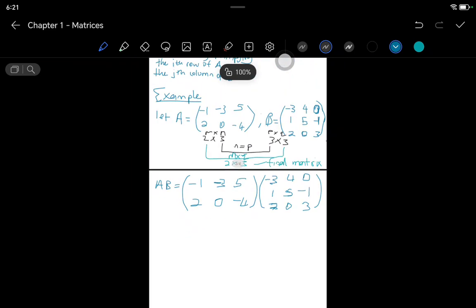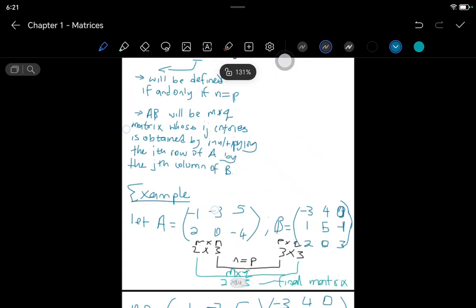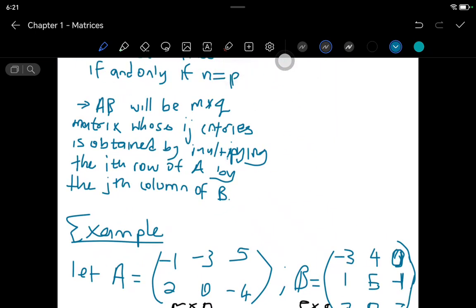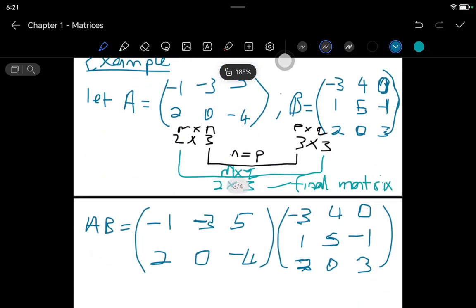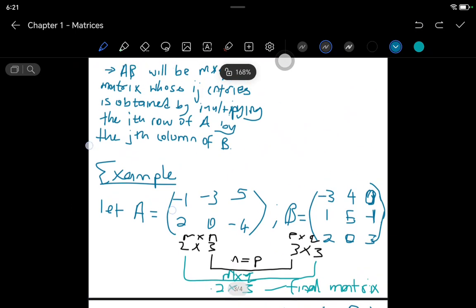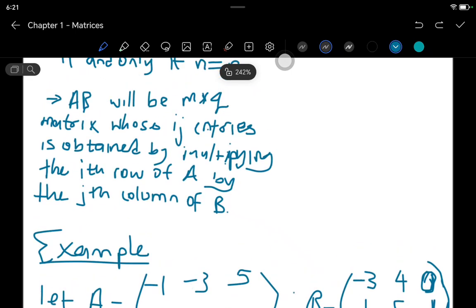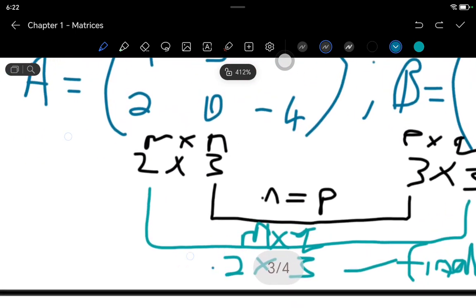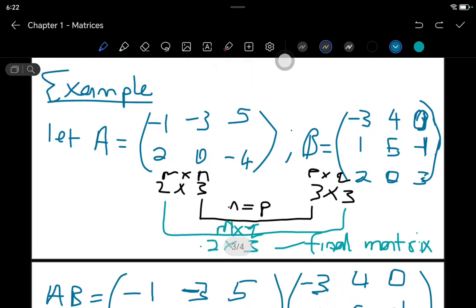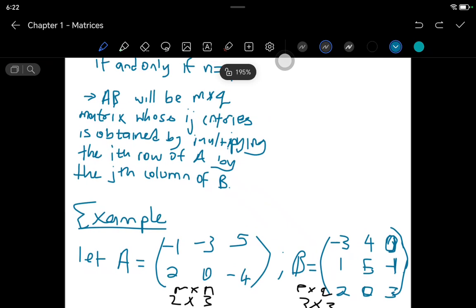And then, for me to get this, the second rule says that AB will be M by Q. Already we know what the final solution is here. Already we know that we're going to have 2 rows and 3 columns. You see right? And then they say that it's going to be an M by Q matrix whose ij entry is obtained by multiplying the ith row of A by the jth column of B. So what does it mean to be multiplied by the ith row of A?